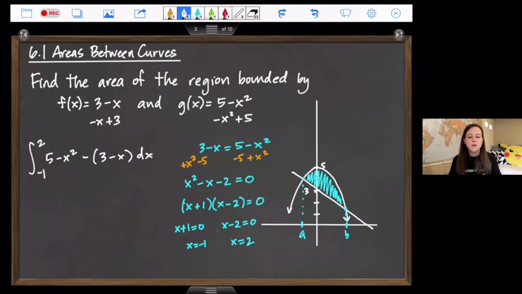So I think on this one, the graphing and the algebra is possibly more difficult than the actual calculus we're going to do. So let's go ahead and clean out this slide, and then we'll evaluate our definite integral.